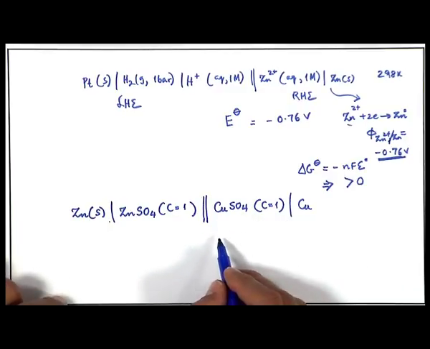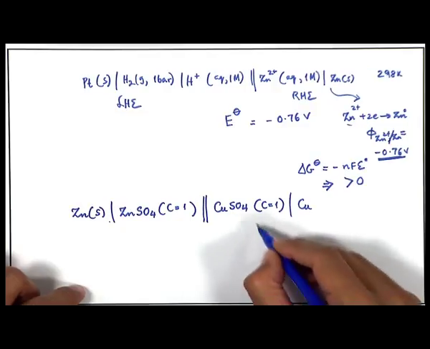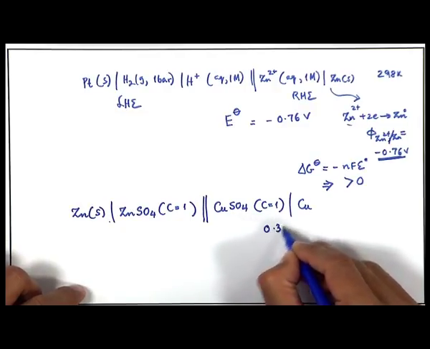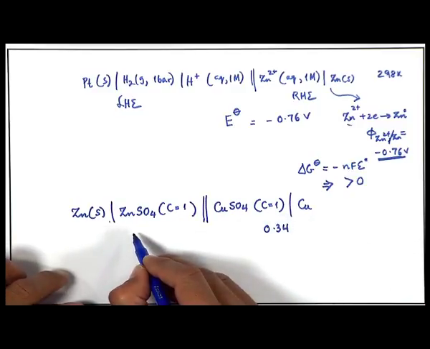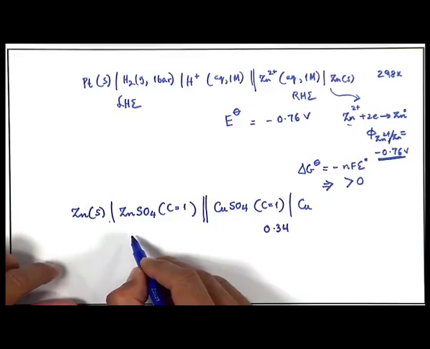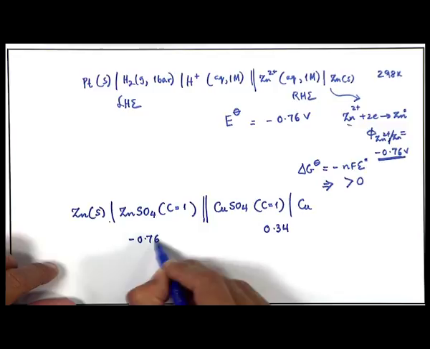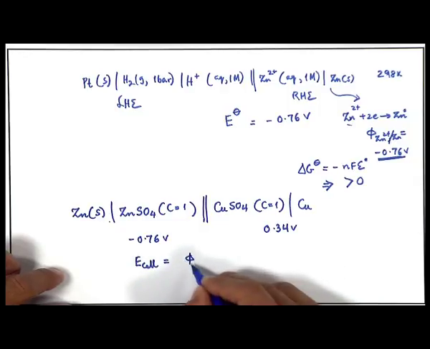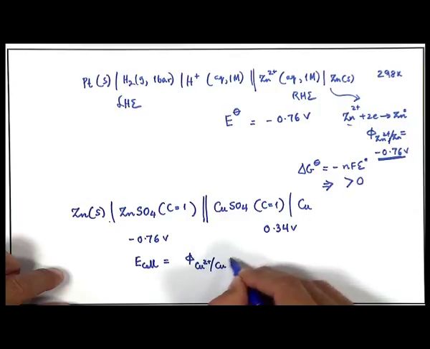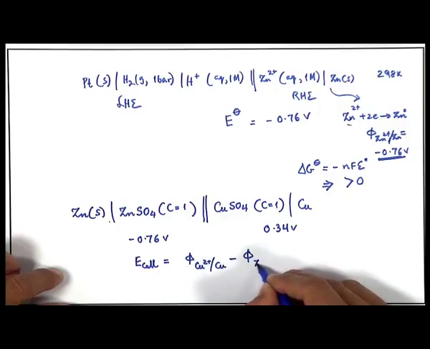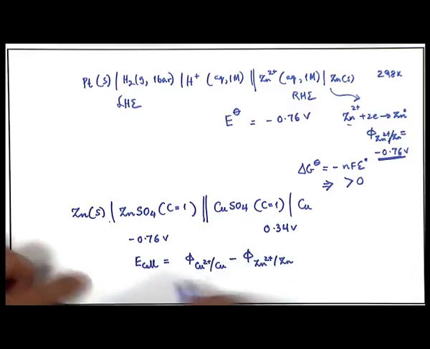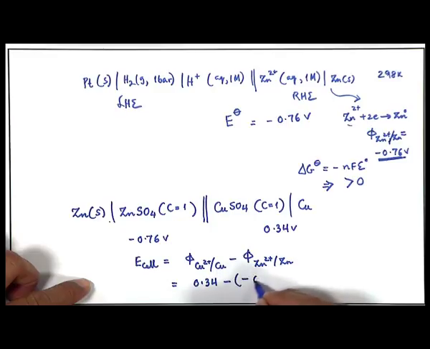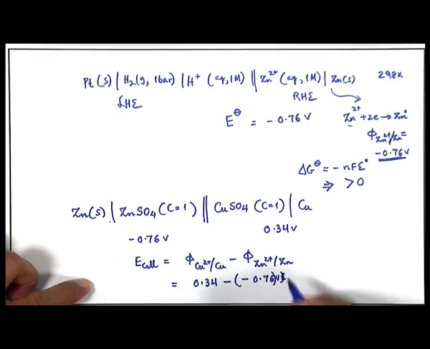What is going to happen? The reduction potential for this is 0.34 volt, and this value is minus 0.76. So E cell will be phi right, Cu2 plus Cu, minus phi left, zinc 2 plus zinc. That means 0.34 minus (minus 0.76) volt, that gets you 1.1 volt.